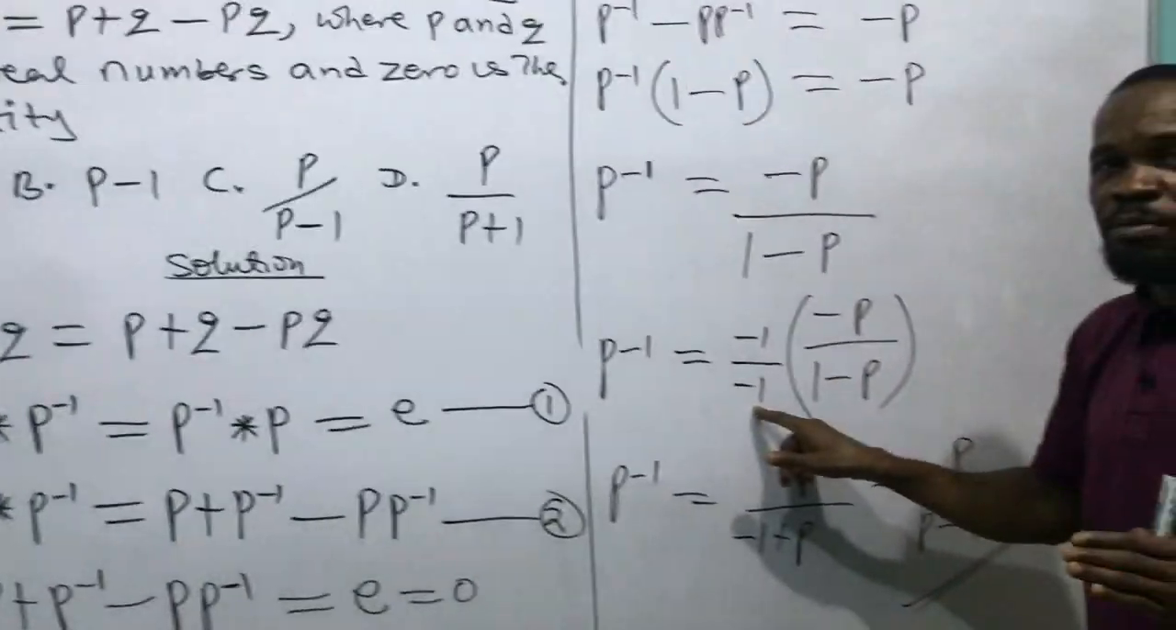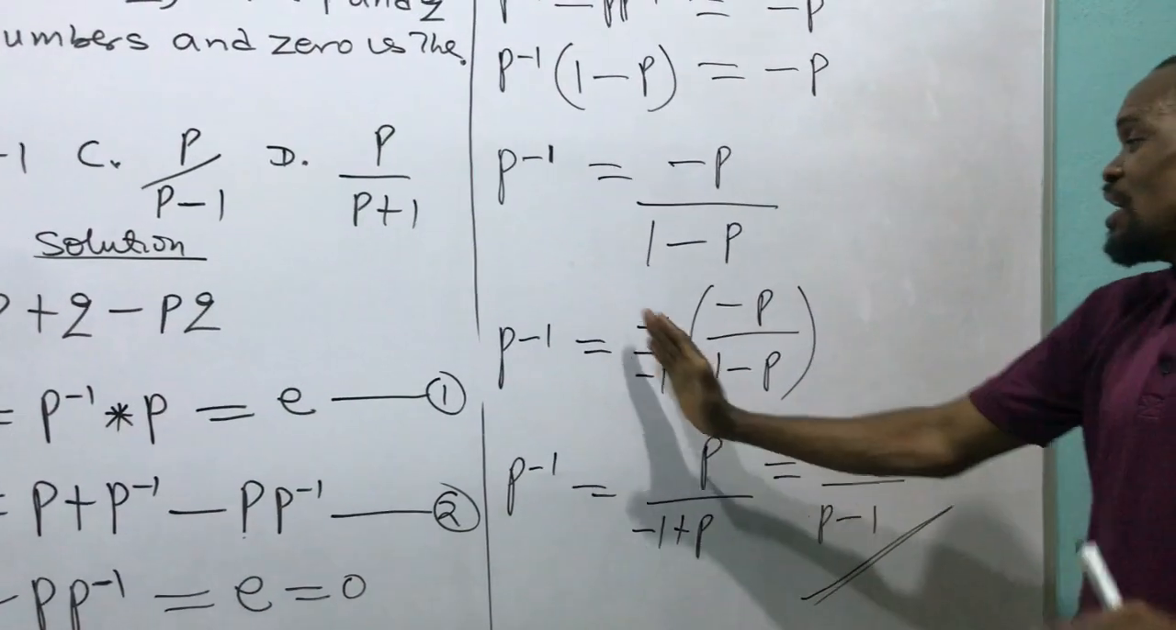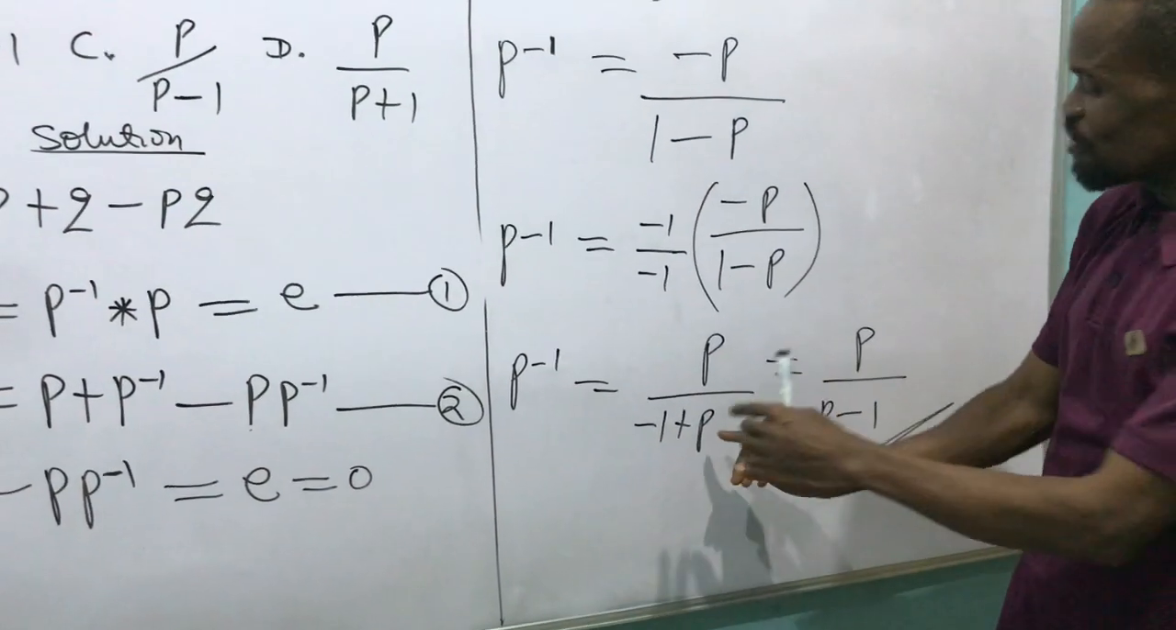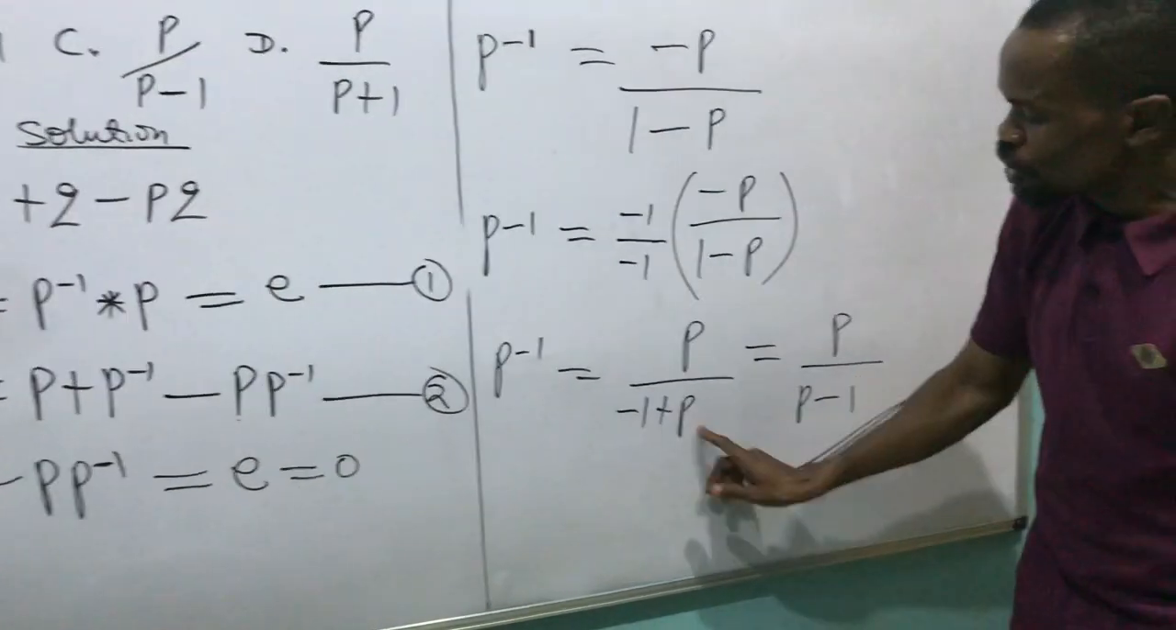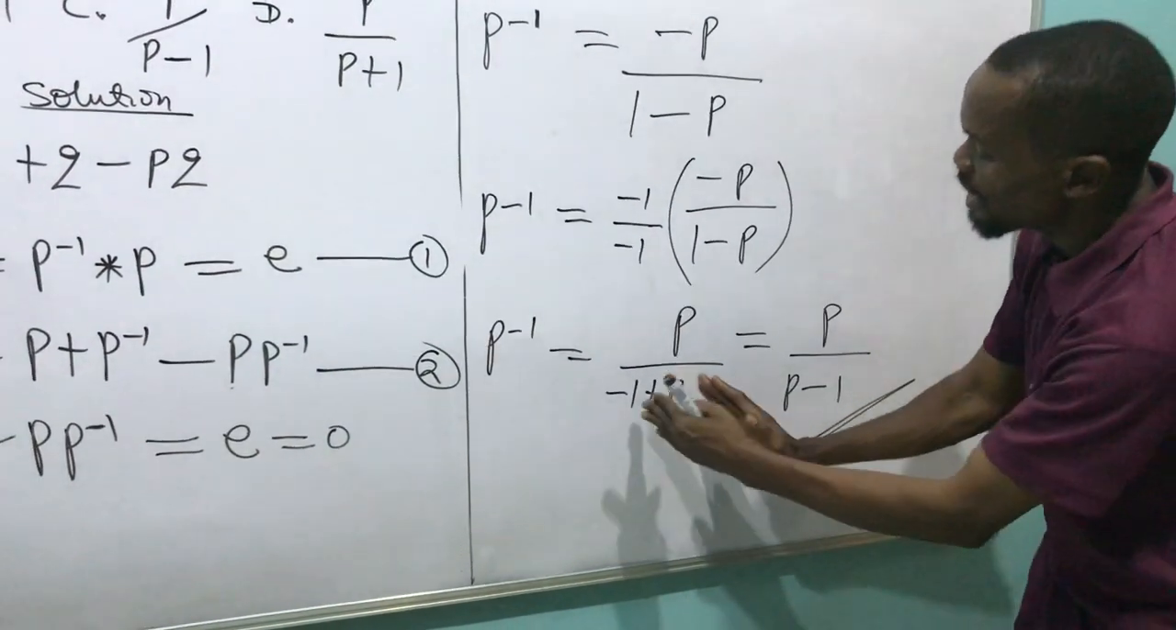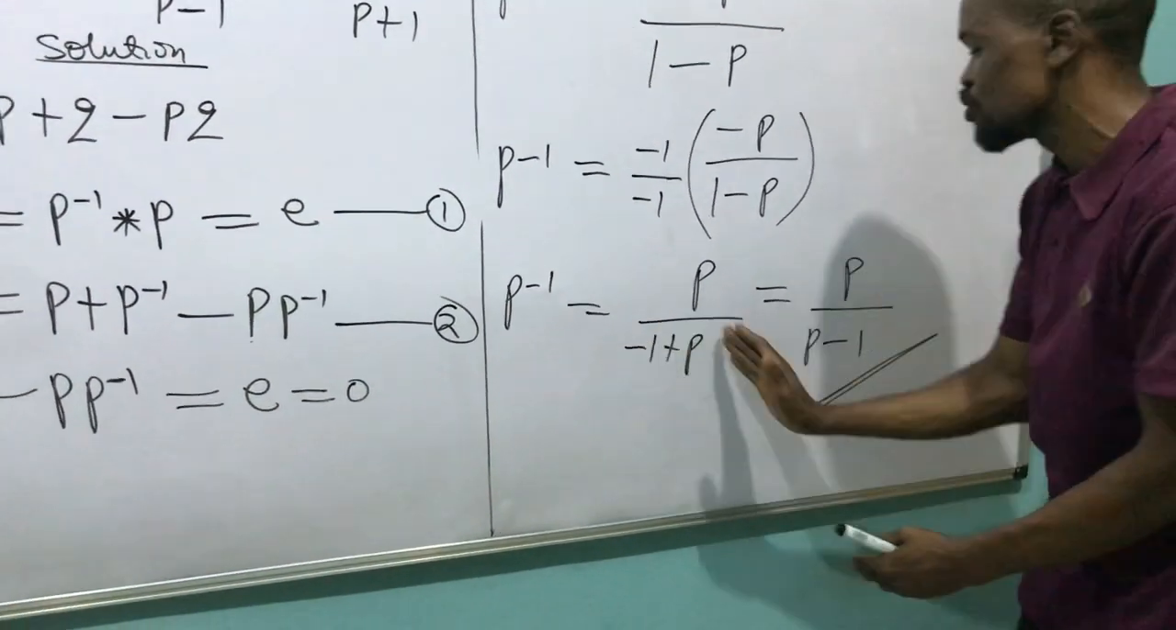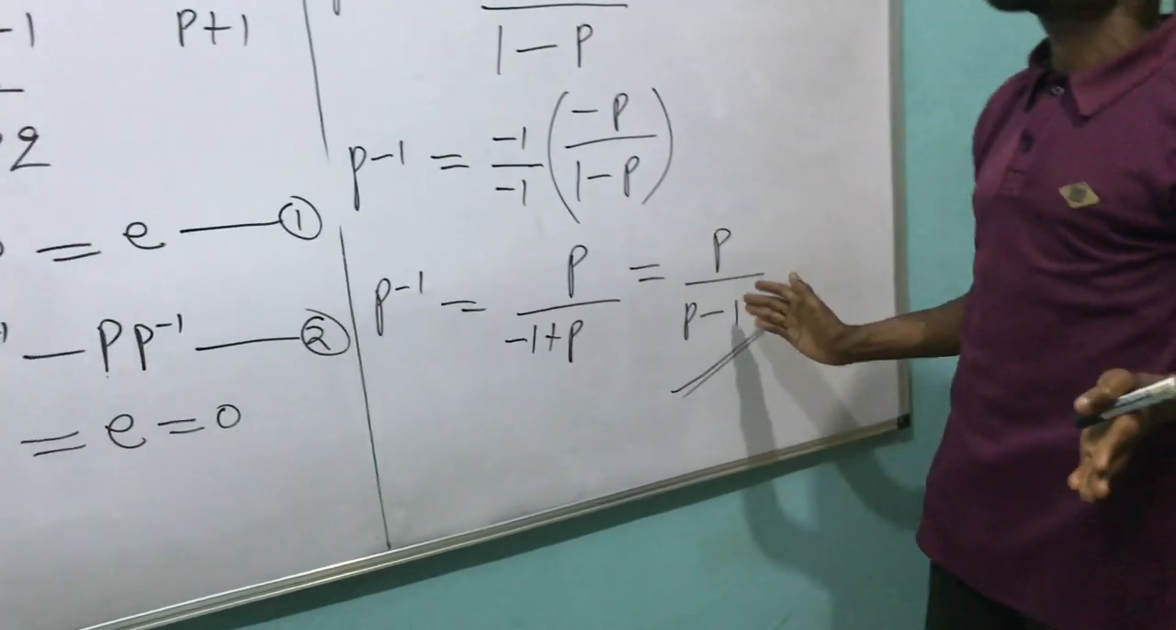And minus 1 over minus 1 gives me what? 1. Then if you multiply this, it gives me this. If you now know that positioning is immaterial in addition, I take the positive P to this, minus 1 to this. This is the same thing, and that's how I got this.